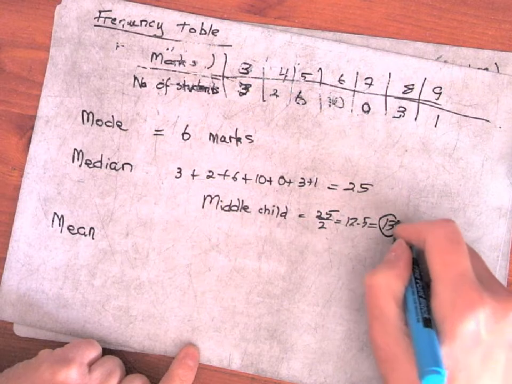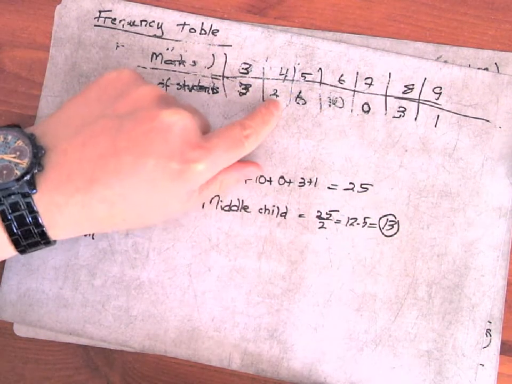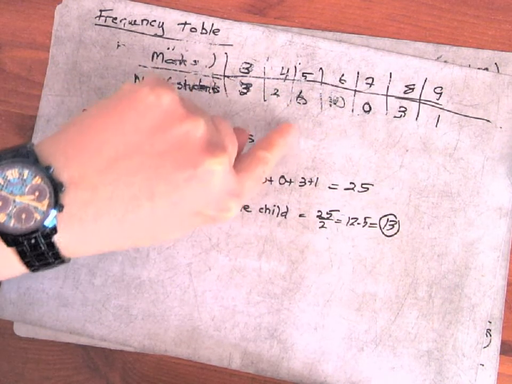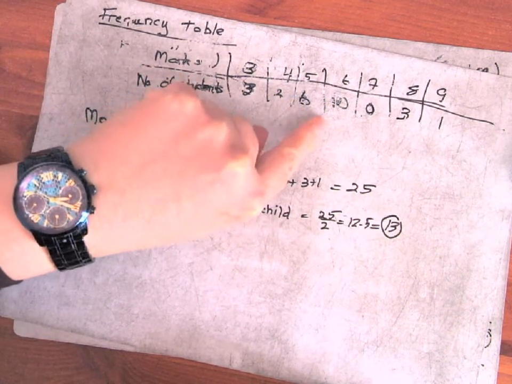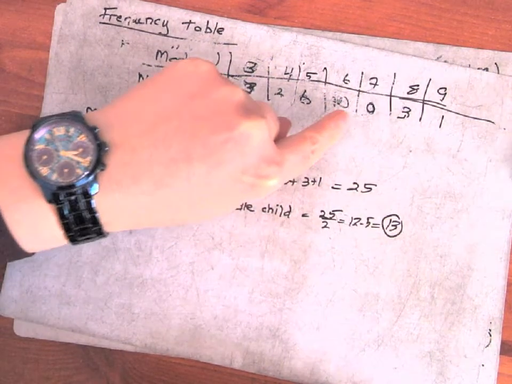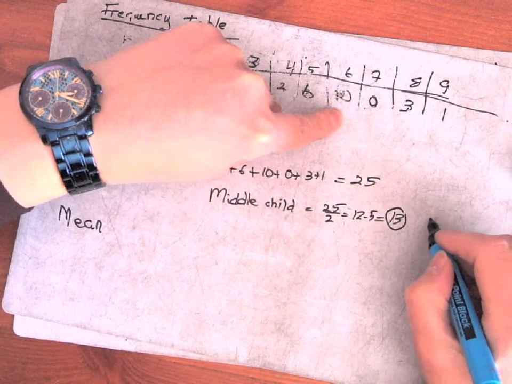So where is number 13? Well, the first 3 children got 3 marks. Then the next 2 got 4 marks. So 3 and 2 is 5, so that's the first 5 children. 5 and 6 makes 11, so that's the first 11 children. 11 and 10 makes 21. So the 13th child is in here. So the median is also 6 marks.